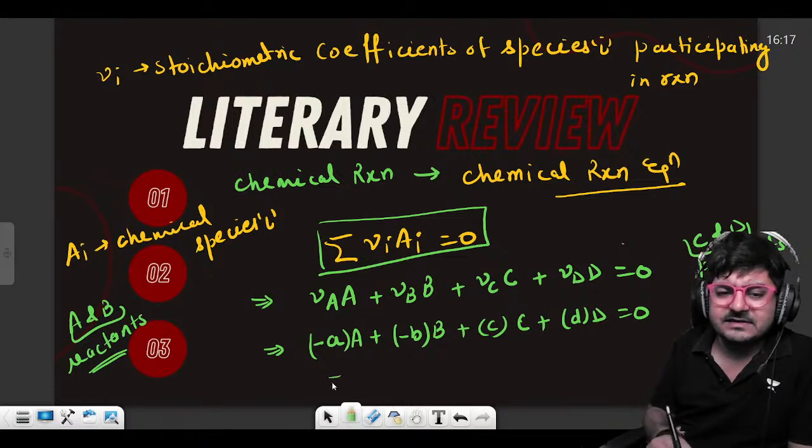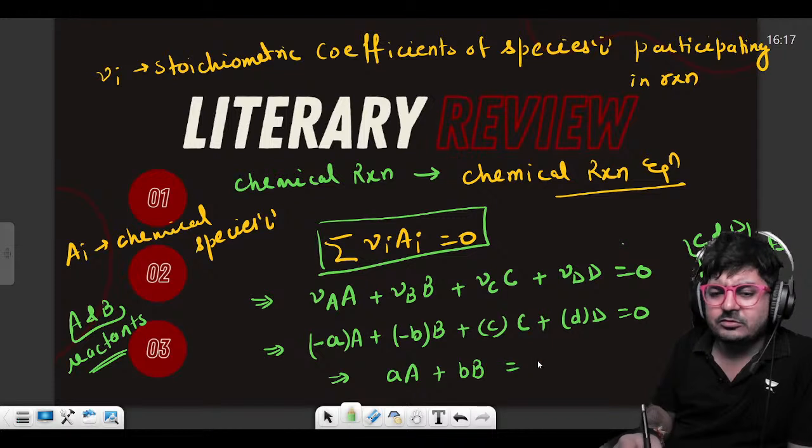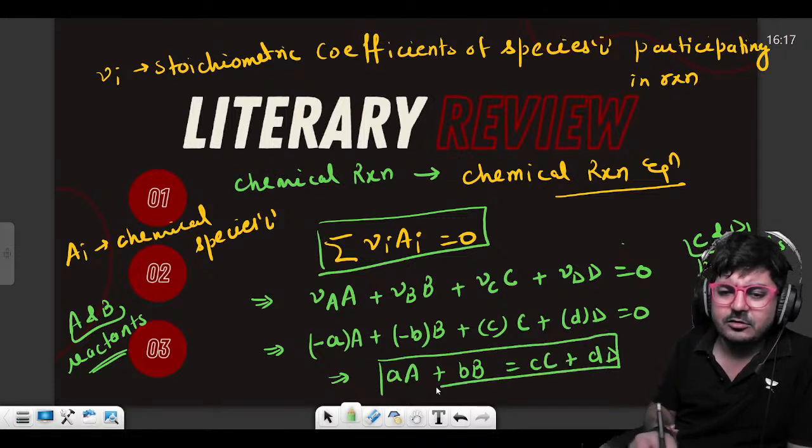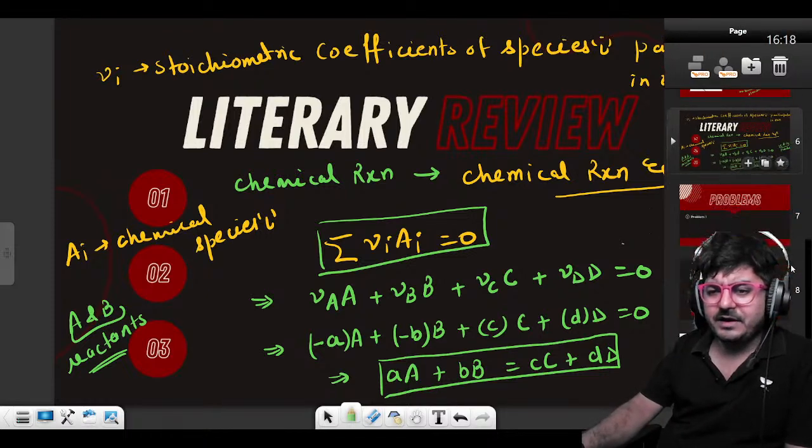So if you rearrange this, you can write the equation as aA plus bB equals cC plus dD. Correct? This is how we will write it. Okay.